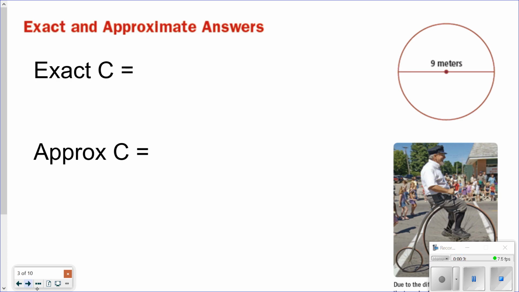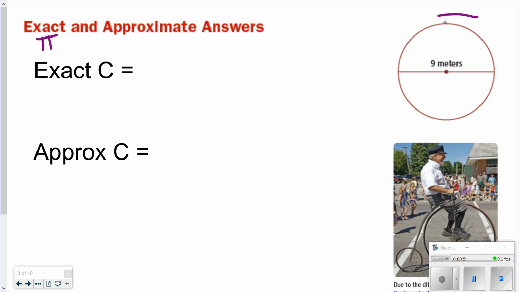Next, we're going to talk about exact and approximate answers. Exact answers is where we're going to actually use pi in our answer. And the approximate is when we're going to plug everything into our calculator and round our answer to a certain decimal place. So let's start with exact.